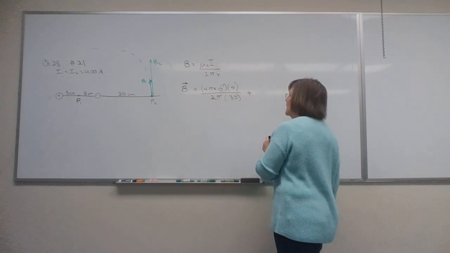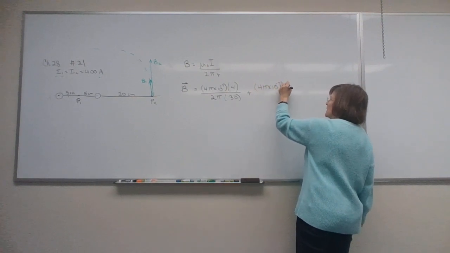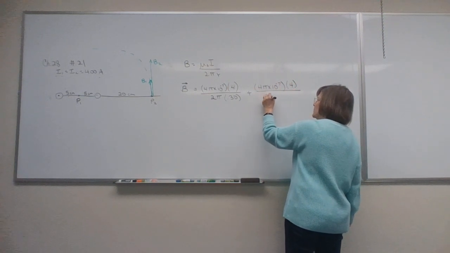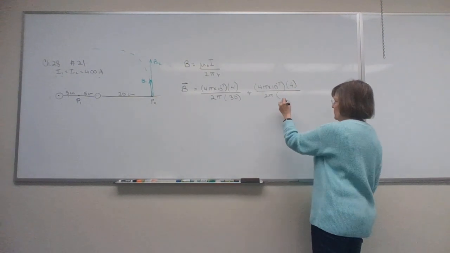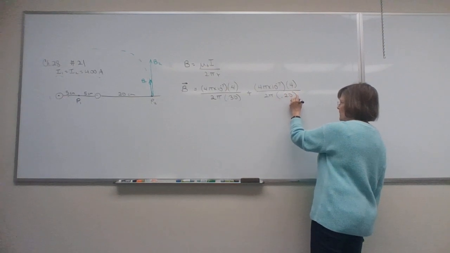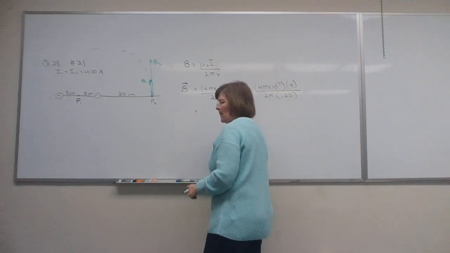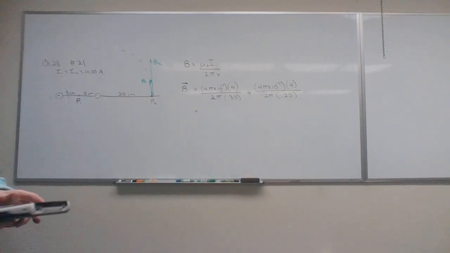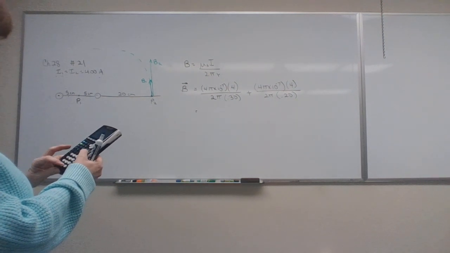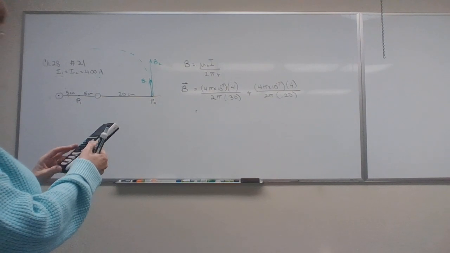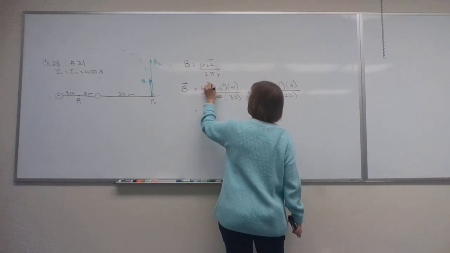Plus, looks exactly the same, mu naught times 4 over 2 pi, but the second wire is only 20 centimeters away, so 0.20. I just have to add those together. Pull out our calculator. So 4 pi times 10 to the negative 7. Oh, let's simplify a little bit. The 2 pi's go away, and that's just a 2.